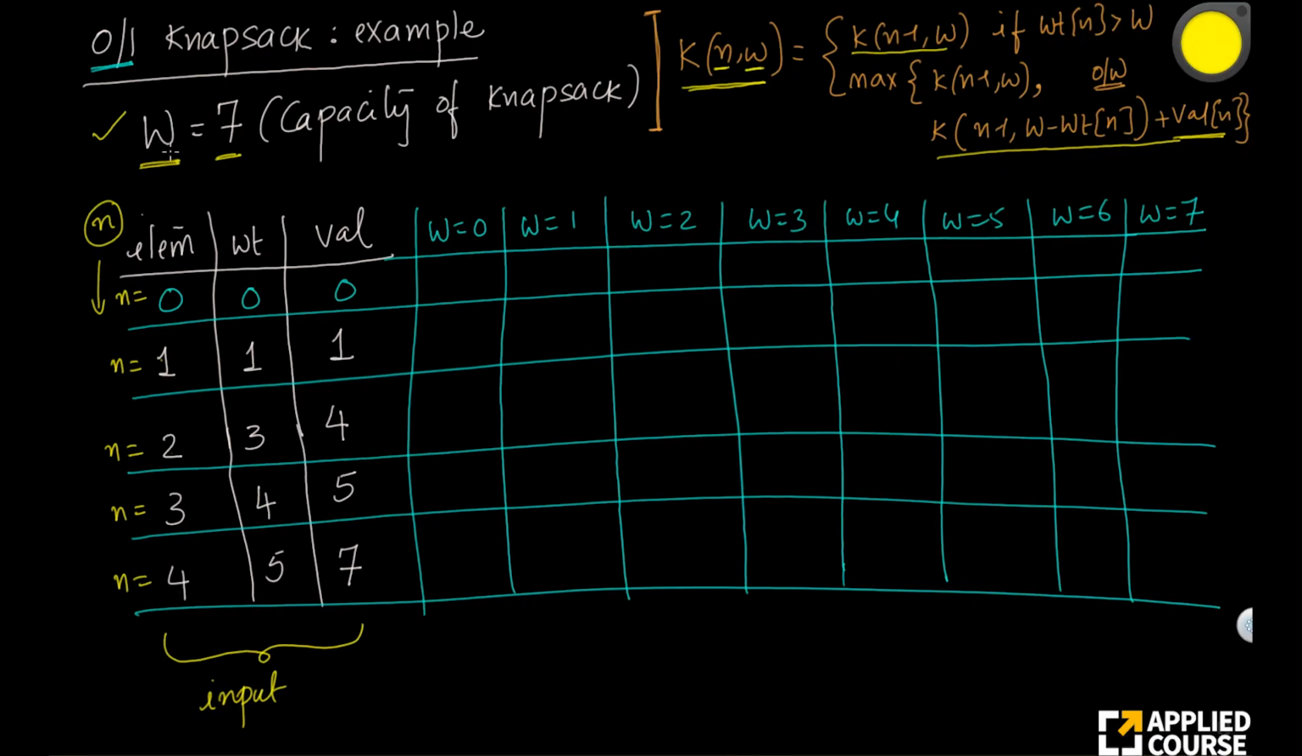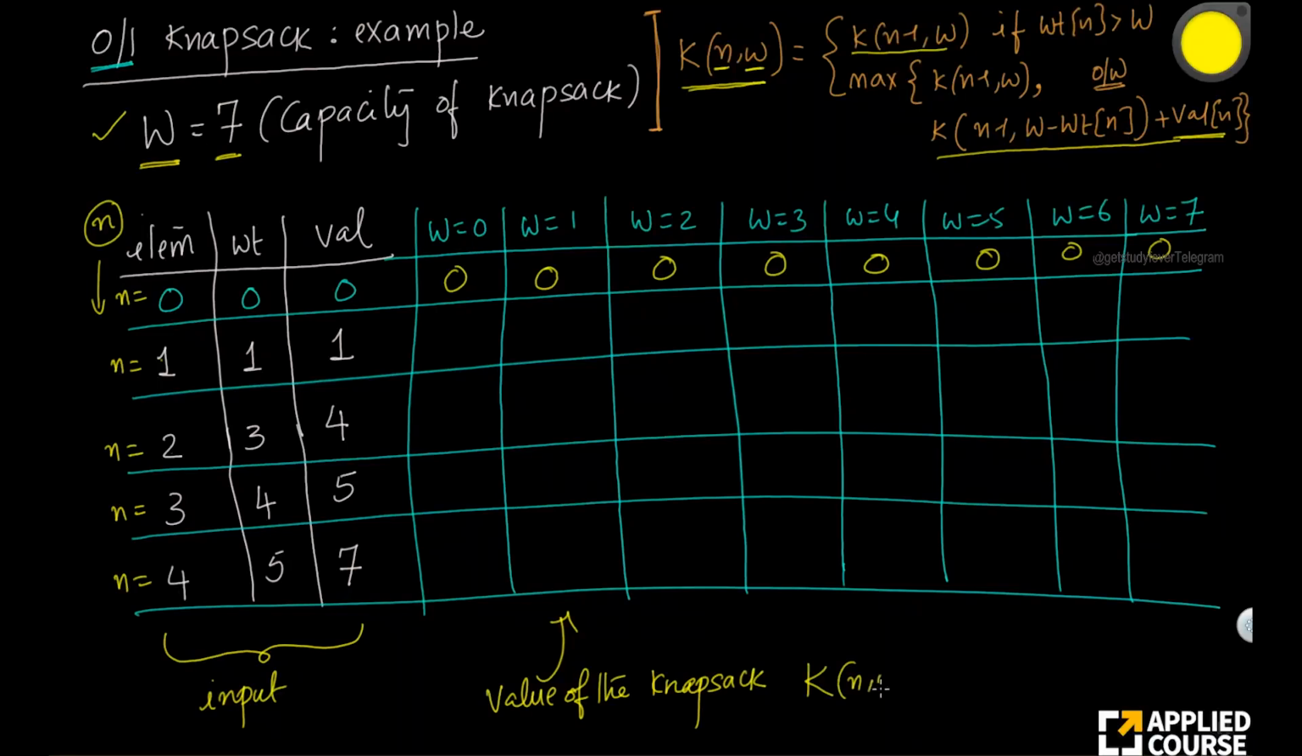Now, for various values of W, I'll start doing it. As we have seen in the pseudocode, we'll start with W equals 0, 1, 2, 3, 4, 5, 6, up to 7. Now, let's start filling it. Obviously, if I have only 0 items, whatever is the capacity of the bag, the value will also be 0. So in this matrix, or in this table, we are going to fill the value of the knapsack or the bag, which is nothing but our K values, K(n, W).